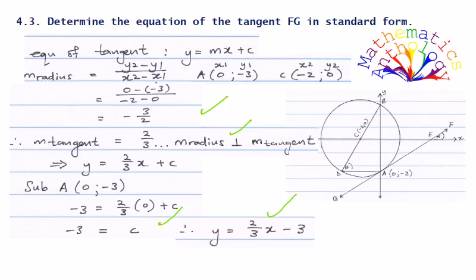So we put that into our y equals mx plus c equation for the tangent, so we'll end up with y is equal to 2 over 3x plus c. We substitute a point that's on the tangent, which is A, 0 and negative 3. So we'll have negative 3 is equal to 2 over 3 into 0 plus c. C works out to be negative 3. So our final answer, the equation of the tangent FG is y is equal to 2 over 3x minus 3.